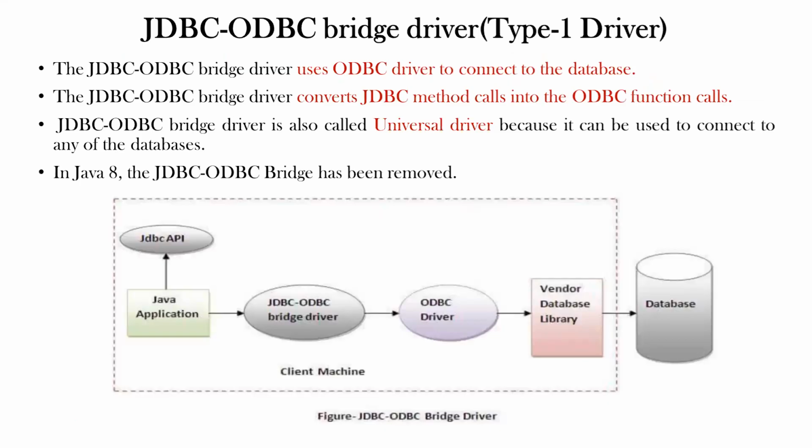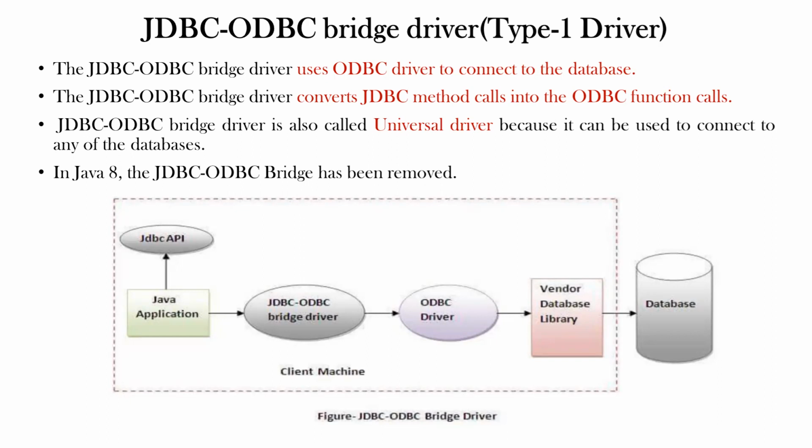So the JDBC-ODBC bridge driver, the type 1 driver, sits between the JDBC API and the Java application. It uses an ODBC driver to connect to the database. The JDBC-ODBC bridge driver converts the JDBC method call into an ODBC function call. So this is a method call and a function call. Here this JDBC driver is also called a universal driver because it is used to connect to any database. In Java 8, the JDBC-ODBC bridge has been removed.